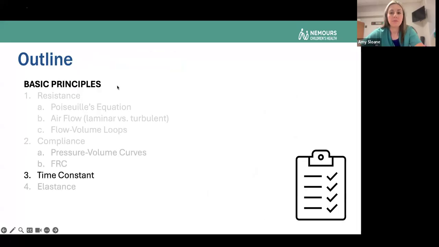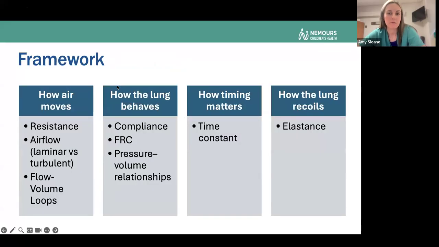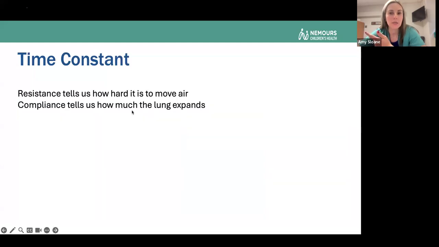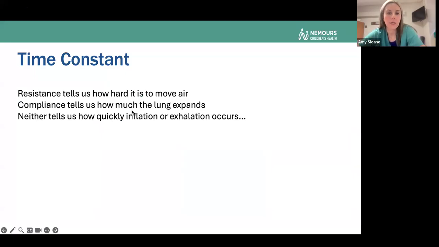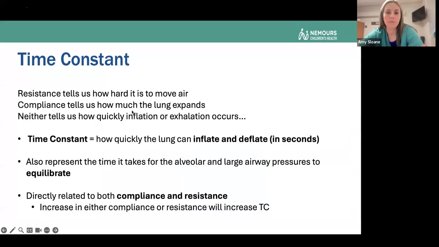Now, moving on to the concept of a time constant, which is really the most math-heavy section. So timing matters in ventilation, and this is reflected in the concept of the time constant. So we already know that resistance tells us how hard it is to move air, and compliance tells us how much the lung expands. But neither of those things really tell us how quickly inflation or exhalation occur. So that's where the time constant comes in.